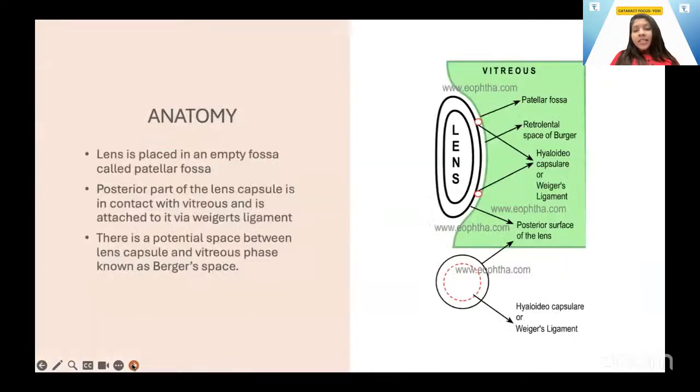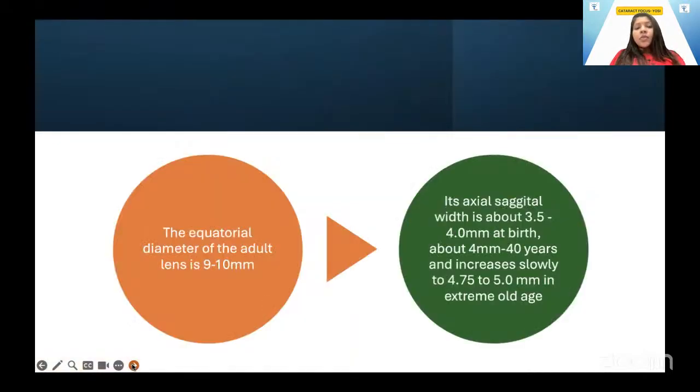So the lens is placed in a fossa, which is called the patellar fossa. The posterior part of the lens capsule is in contact with the vitreous and is attached to it via the Wieger's ligament. And there is a potential space between the lens capsule and the vitreous, which is known as Berger's space. The equatorial diameter of the adult lens is nearly 9 to 10 millimeter.